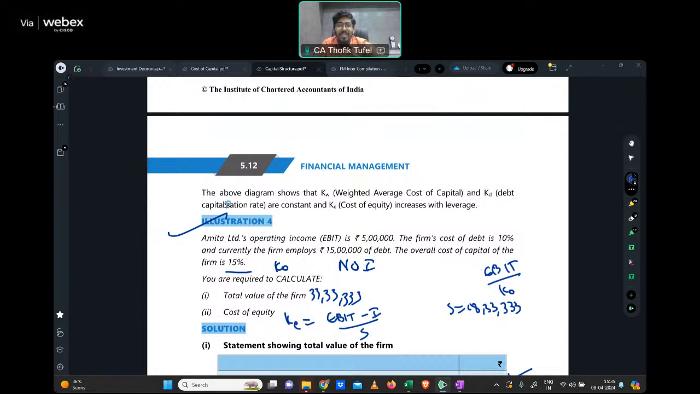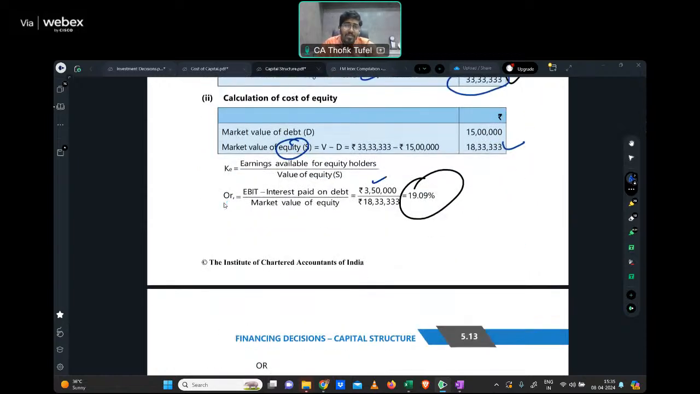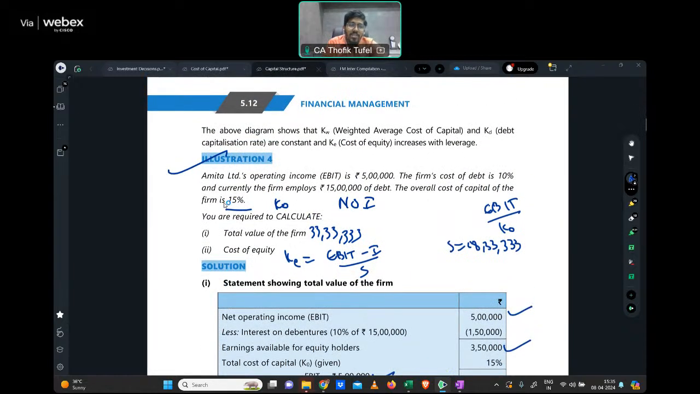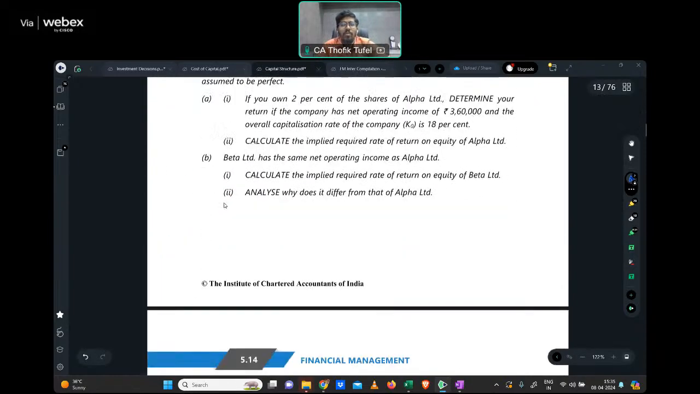So what is EBIT minus I? EBIT is 5 lakh. What is interest? 15 lakh into 10%, so it is 1,50,000. So 3,50,000 divided by 18,33,333, you are going to get cost of equity, which is 19.09%. So now it is over. Net income approach is also over, and net operating income approach is also over.